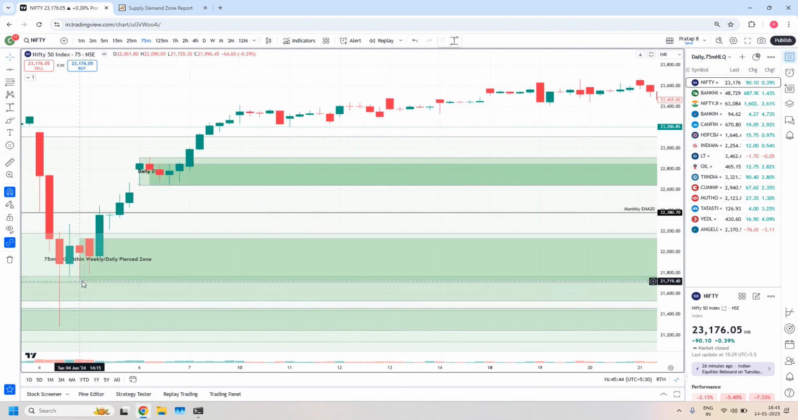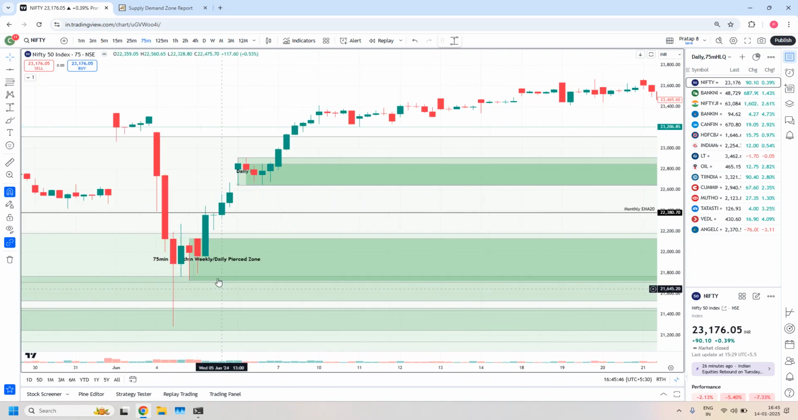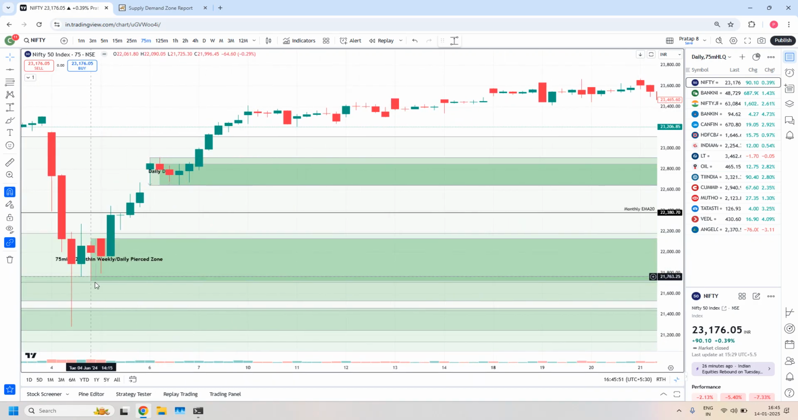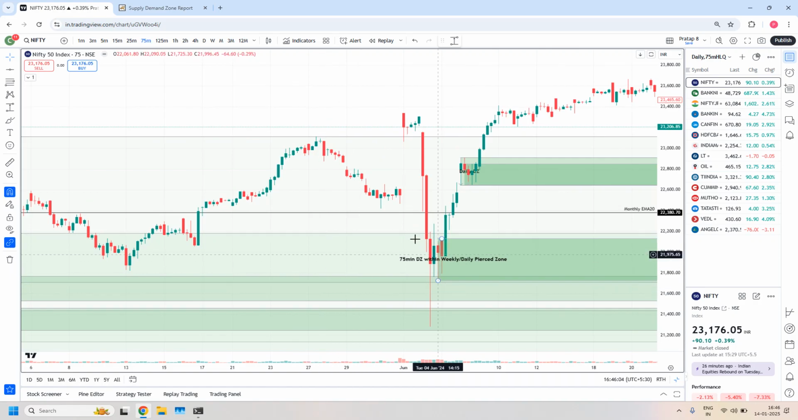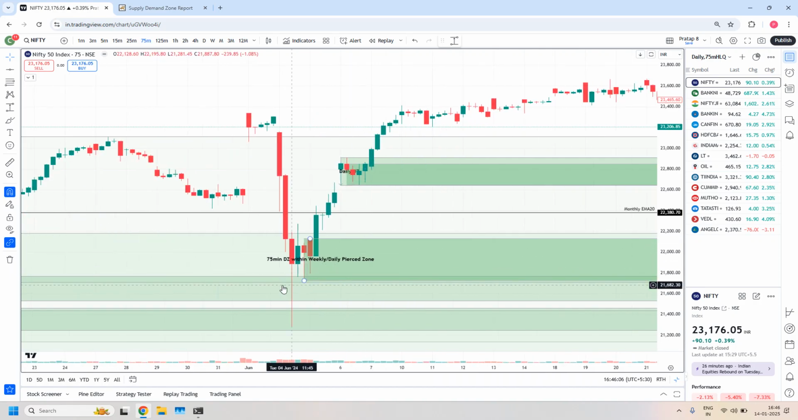See here, small wicks are coming from the pierced zone. That means here a lot of order flow might be there. Maybe in lower time frames you may see some order flow somewhere here. The lower time frame zones might be overlapped with this daily pierced zone. Of course, this entire daily zone is inside the monthly zone. See the monthly distal line, this one. This is the daily proximal line. Exactly in between, you have lower wicks.